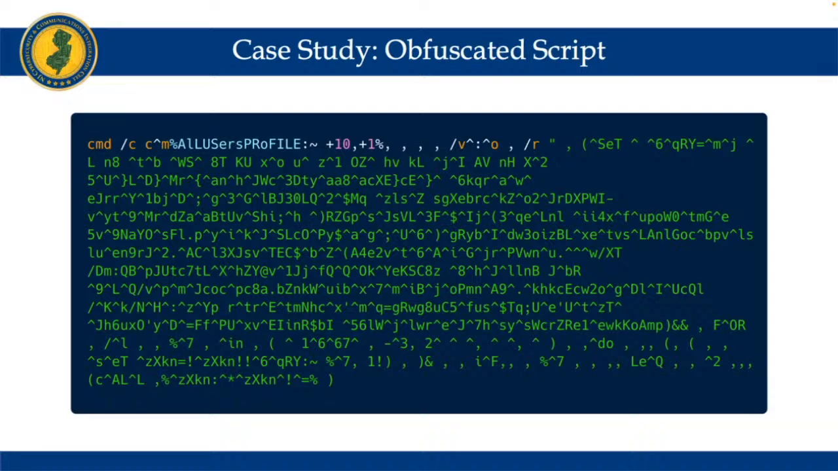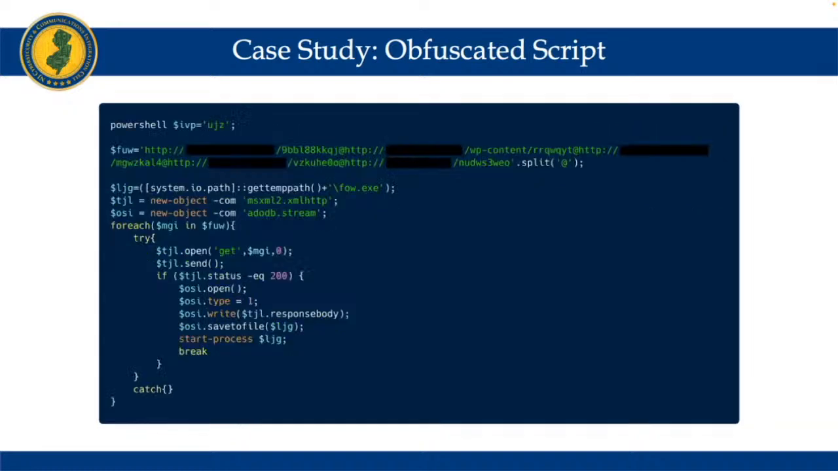Again, because endpoint detection solutions don't care about file reputation, they care about behavior. This obfuscation doesn't really matter. Eventually, once this script turns into this other slide that we're looking at here, which you see some deobfuscated PowerShell, once that malicious behavior is observed, that's when the solution will start to detect and prevent that activity.